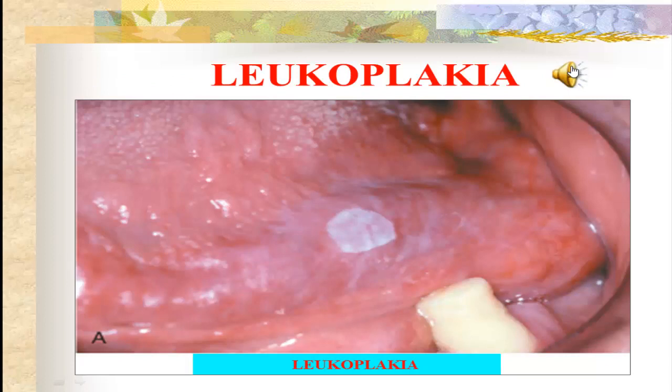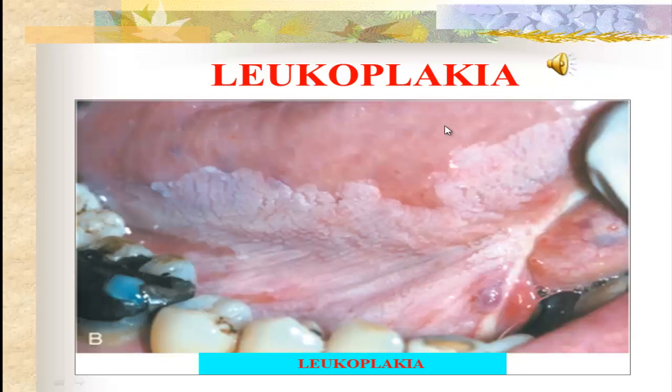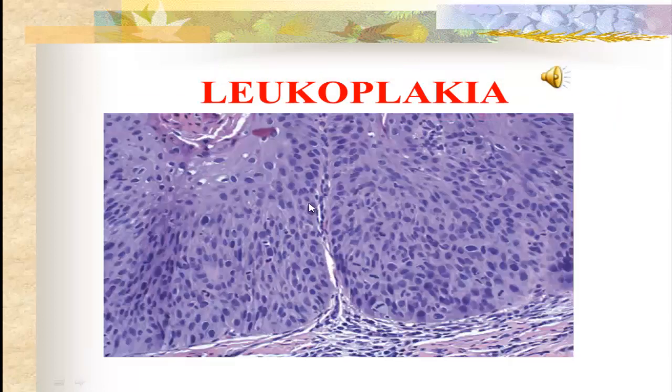This slide shows a small, almost rounded leukoplakic lesion. The picture in this slide shows a large leukoplakic lesion with focal irregular borders. The picture in this slide reveals the histologic appearance of leukoplakia. We can see that the epithelium appears moderately to markedly dysplastic.